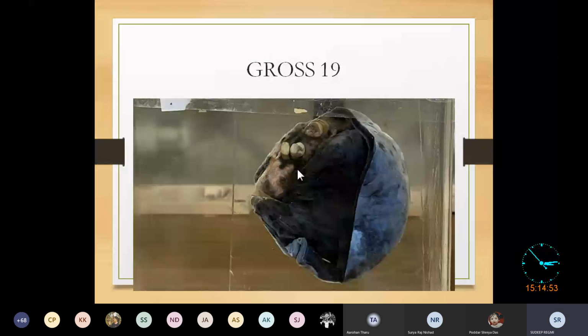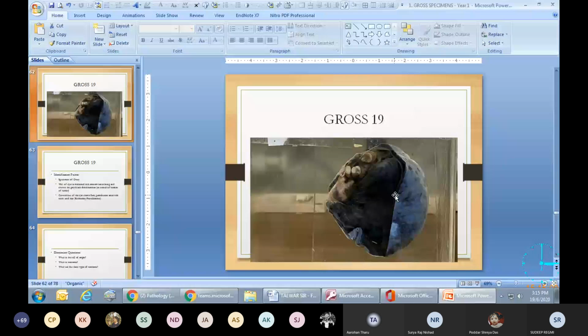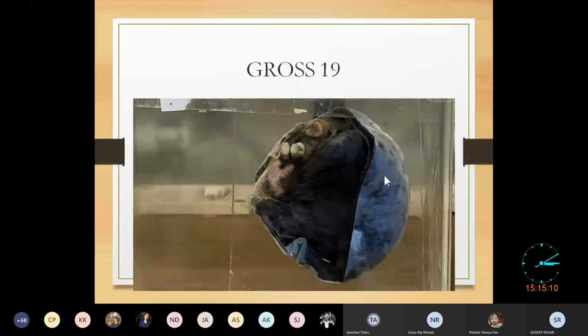So do you think, Shreya, what is the other name for dermoid cyst of the ovary? Sir, don't know. Teratoma. Okay, which type of teratoma is this? Is this immature teratoma or mature teratoma? So mature. Okay, mature cystic teratoma.